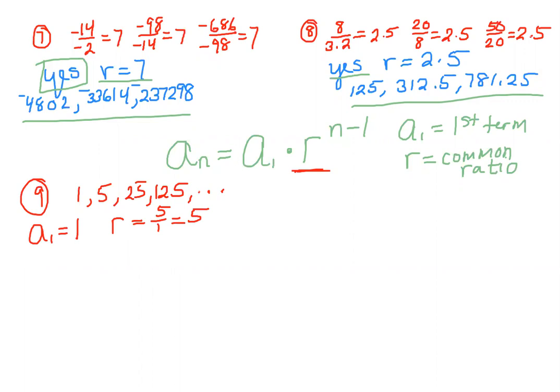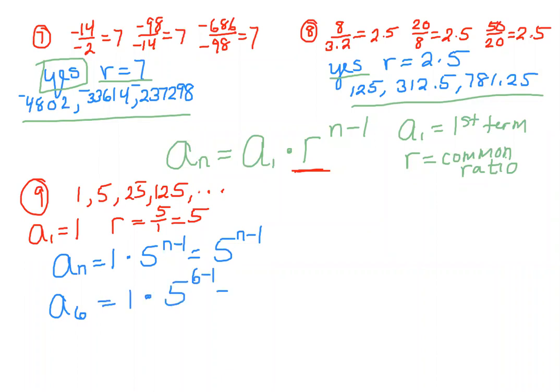So our equation that we're going to come up with, our rule, is A N is 1 times 5 to the n minus 1, which of course we can just write as this. We don't have to put that 1 there. You can if you want, doesn't matter. And then it asks us to find A 6. So I'll keep the 1. We're just going to put a 6 in for the n. So we get 1 times 5 to the 5th power, which is 3125. And that is our answer.